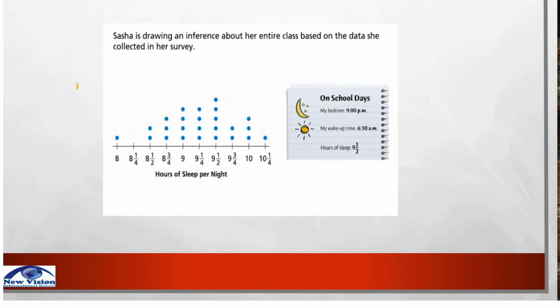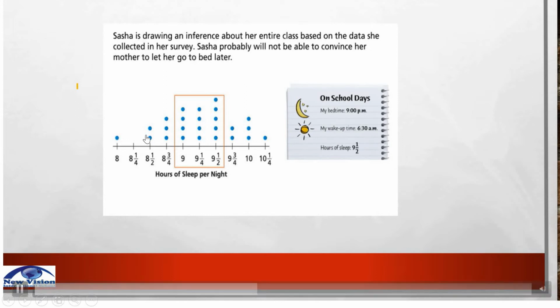Sasha is drawing an inference about her entire class based on the data she collected in her survey. Her data shows that she gets about the same amount of sleep as most of the students in her class. Sorry, Sasha, you probably won't be able to convince your mom to let you go to bed later using the data you have.